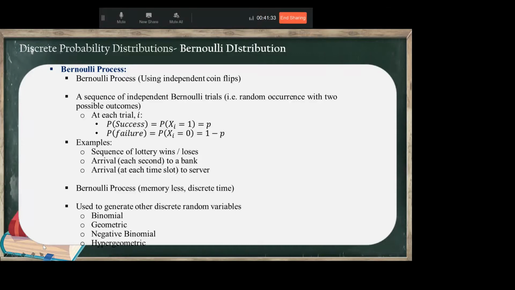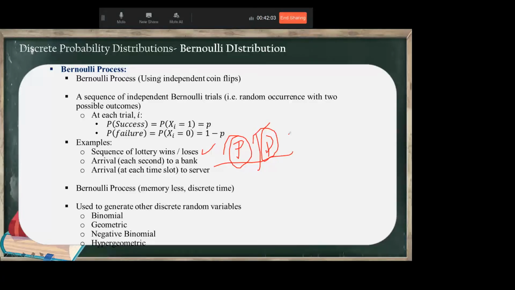So let's see, sequence. These are the examples: a sequence of lottery wins and losses. Either you can win or you can lose. So what is the sequence like? First you win with a probability P, then you win with a probability P again. That's why I'm telling you that this is independent. One outcome is totally independent of the others, and every time the probability will be P and Q.